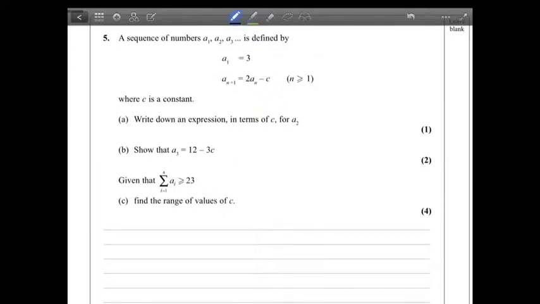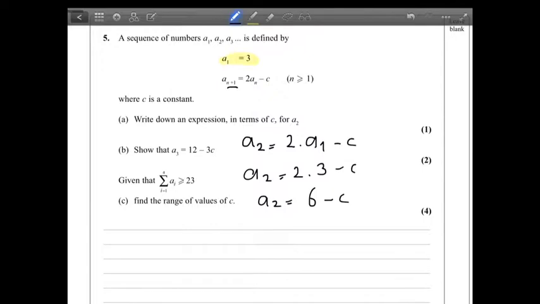The method is really easy. We can just put 1 in the indices, like we have A2 here. If you put 1, we will get A sub 2, which is 2 times A1 minus C. A1 is given as 3, then A sub 2 will be 6 minus C. The first part is finished.